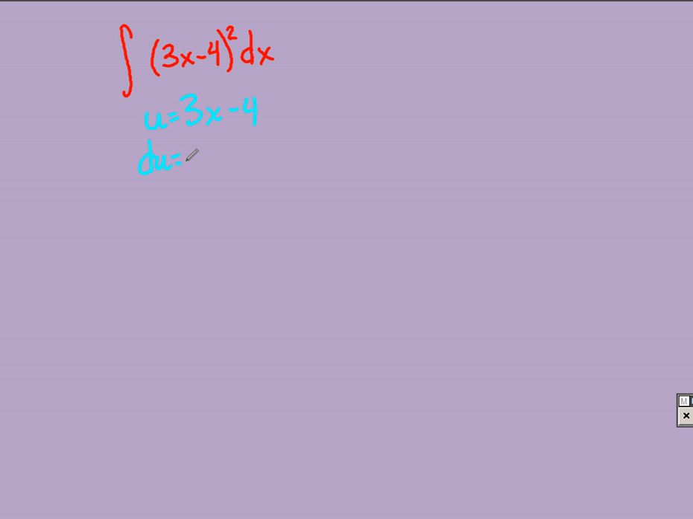Alright, see how you did? Your derivative of 3x minus 4 is just 3. It's in terms of x, so I want to make it dx. Again, that means that dx would equal du divided by 3. So, as I go to solve this, I should now rewrite it as the integral of u squared, and it would be now du over 3. So 1/3 the integral of u squared du.